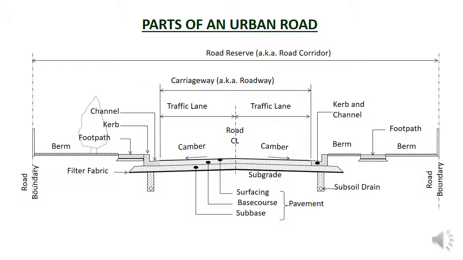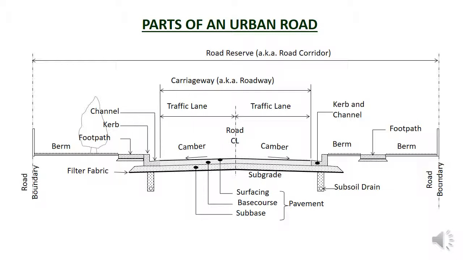In this video, we'll look at the parts of a flexible pavement road, which is the most common type of road in New Zealand. We'll start by looking at roads typically used in urban areas, and then in later videos we will look at rural roads. This diagram shows the parts of an urban road, but many of the parts are the same for rural roads, which we will look at later.